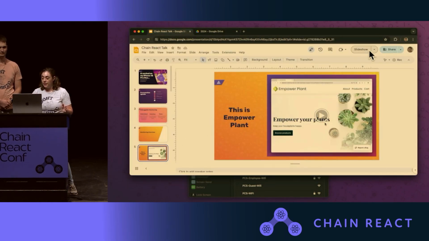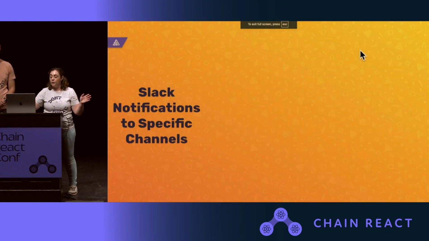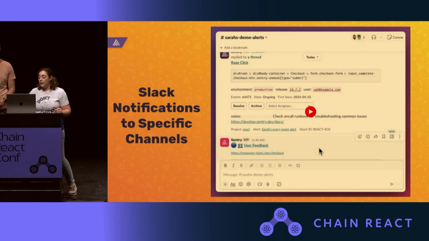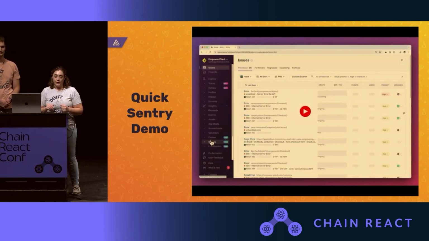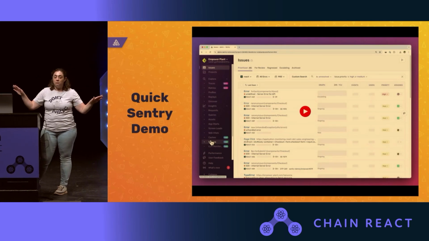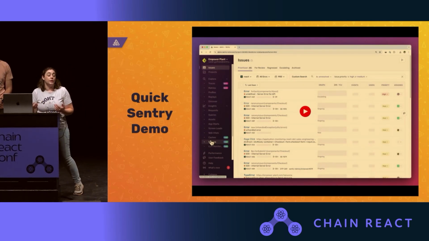I'm going to go back to the slideshow here. Okay, so in Power Plant, we had a slowdown. You get those messages directly in Slack or whatever platform you're using to communicate with your team. And then you go through that whole Sentry demo. Does that make sense? Does everyone understand now? Cool.